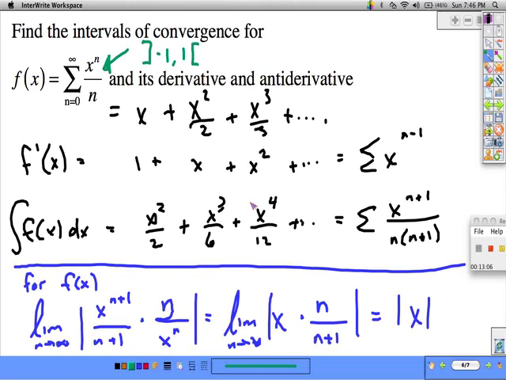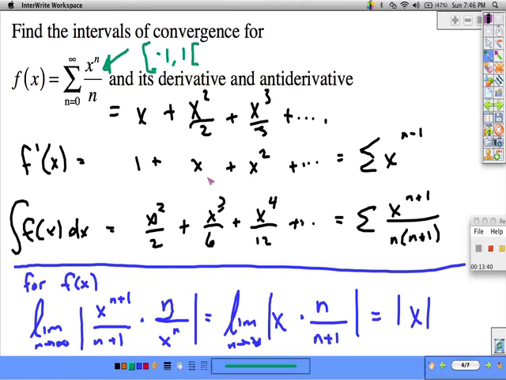And if we were to check the endpoints, we would find that plugging in x equals -1 does work. We get an alternating series that passes the alternating series test. But if we plug in x equals +1, it does not work. We get the harmonic series. So we have a closed interval at -1 and an open interval at +1.